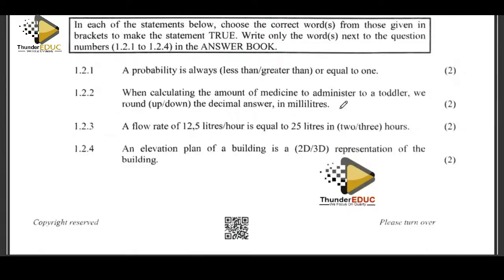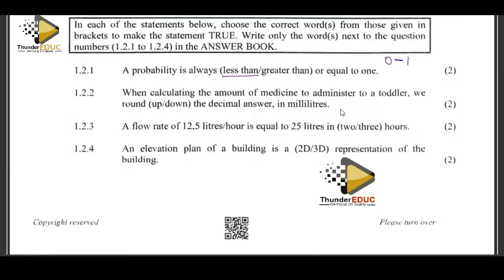1.2. In each of the statements below, choose the correct word or words from those given in brackets to make the statement true. Write only the word or words next to the question number. We're going to do the same. Here: probability is always less than or equal to 1. Remember our answer for probability? The answer for probability lies between 0 and 1, but it will never be negative.